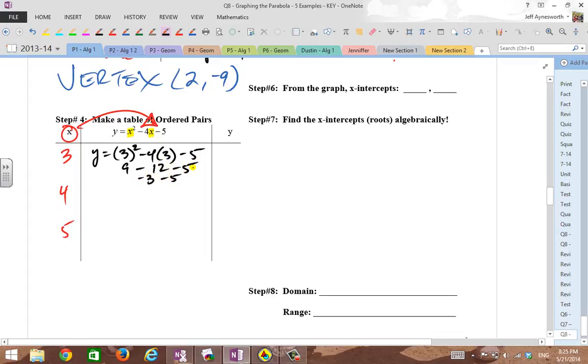That's negative 3 minus 5, or negative 8. If you didn't understand that, well, just add the opposite. Negative 3 plus negative 5 is negative 8. And that's the point on the graph.